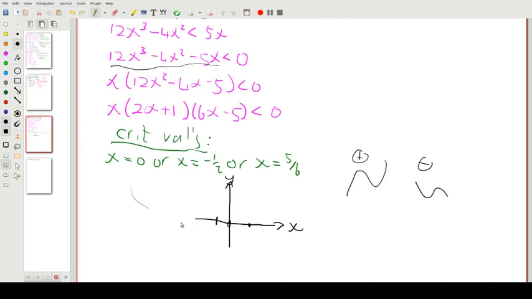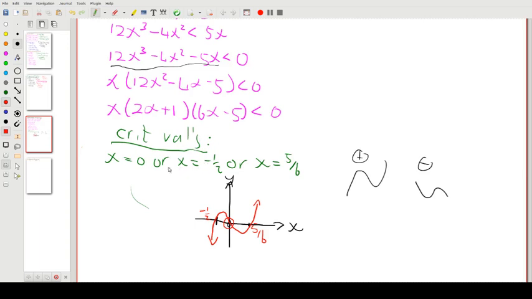So here we go. Let's draw that in. I'm going to draw that in another color again. Okay, so it's going to look something like that. And the nice thing about higher level math is we don't have to do accurate drawings. We can just sketch. Alright, so let's just fill in these values. So that's going to be negative half. That is 0. And this is 5 over 6.